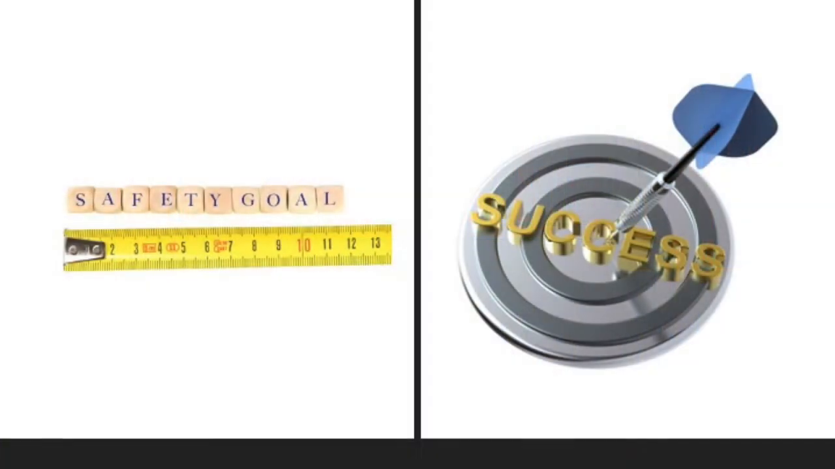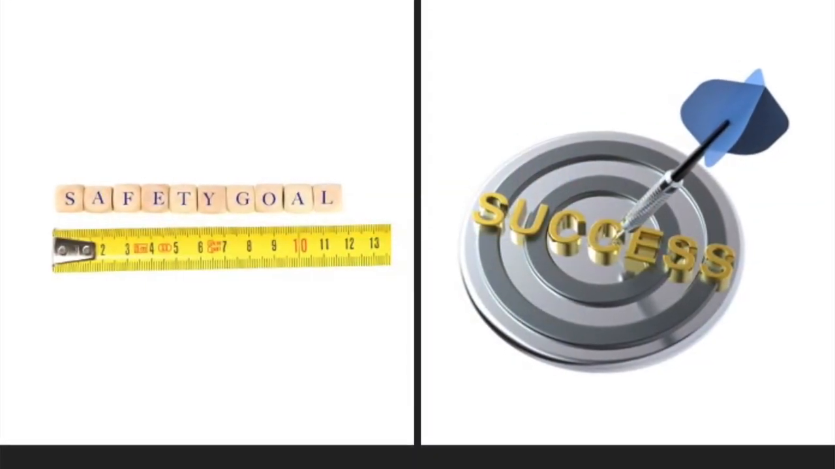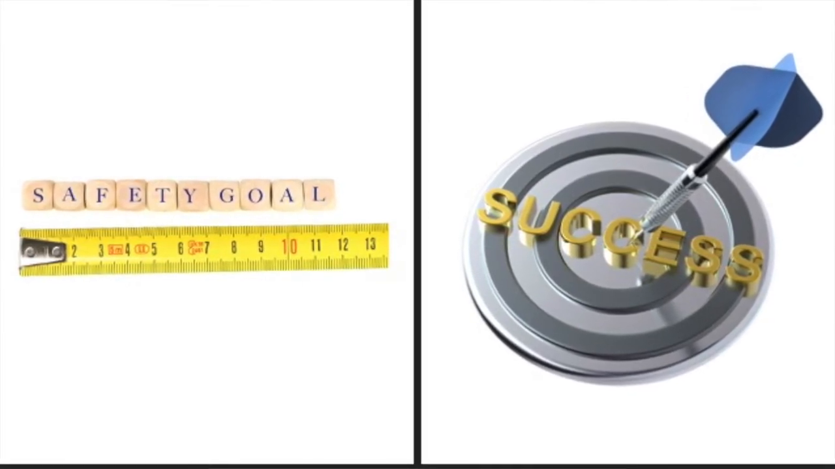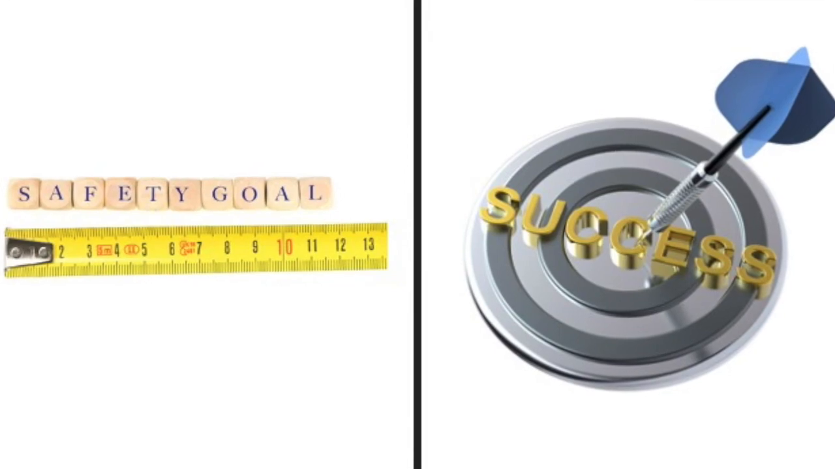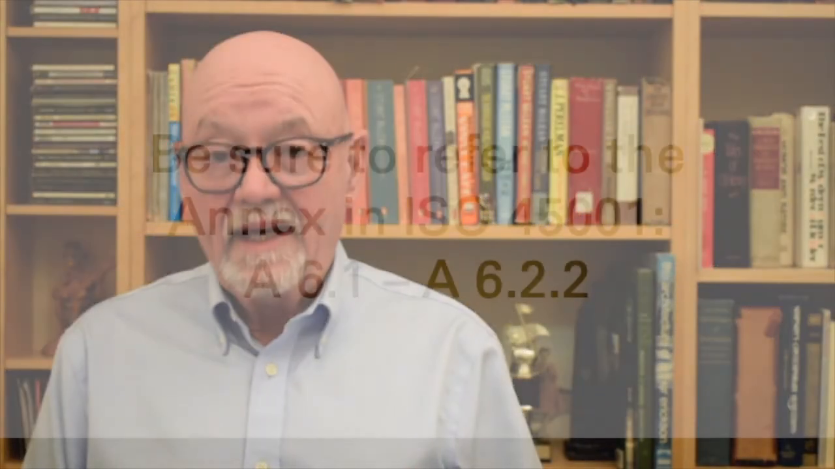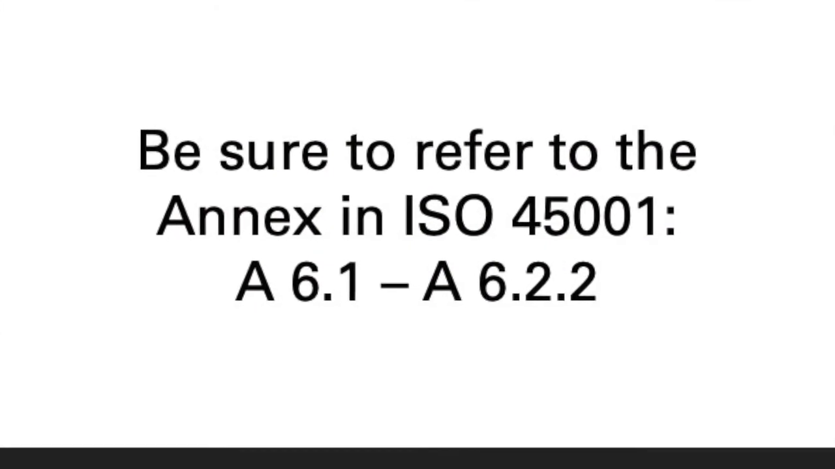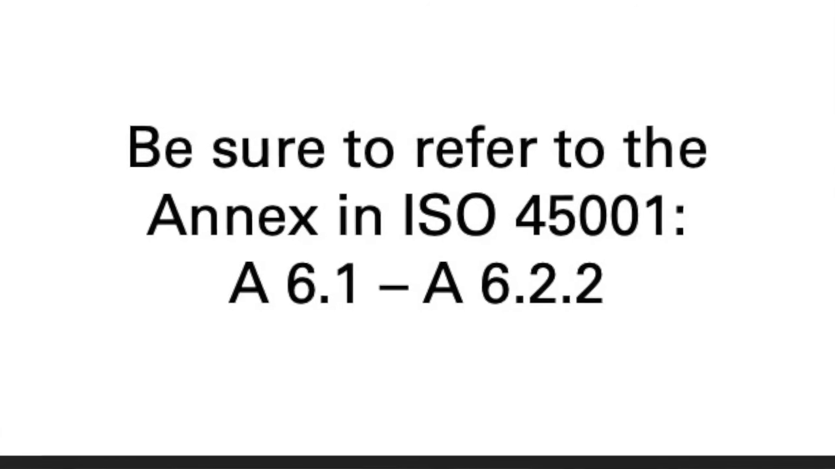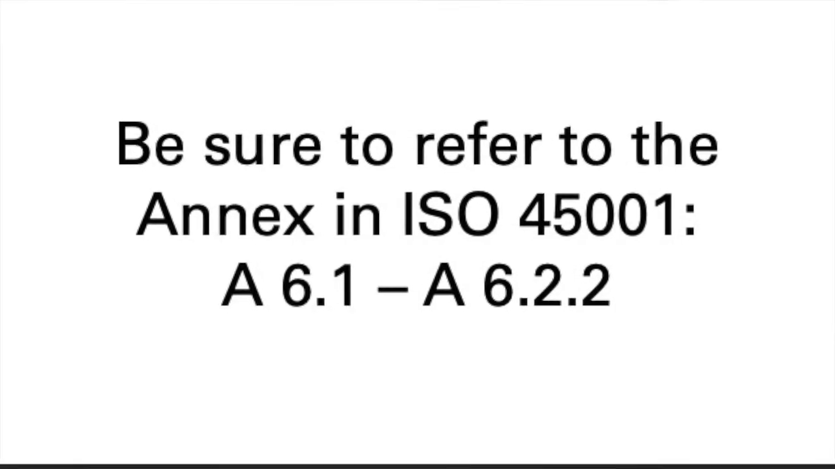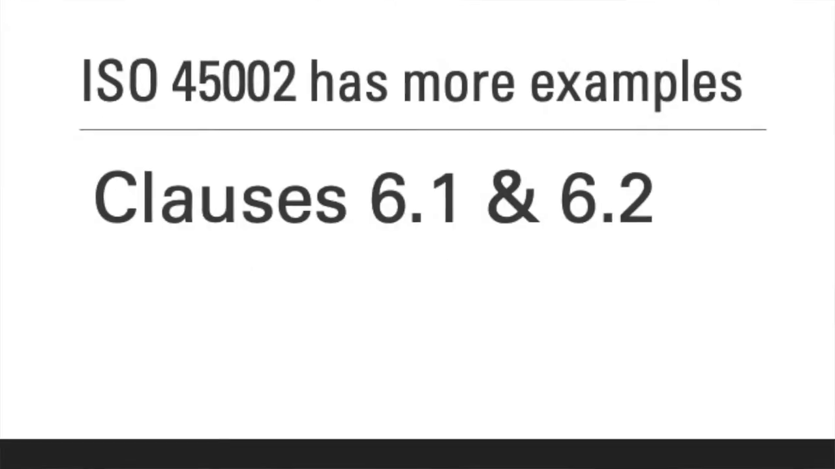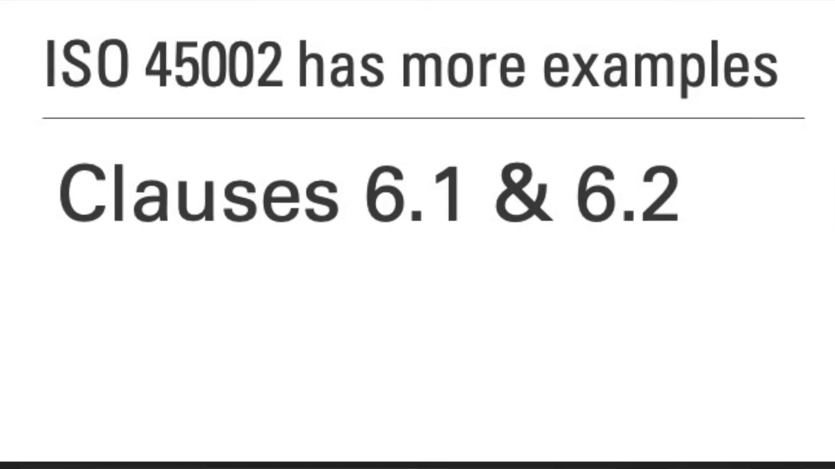So the next thing we see in this section is the requirement to set some health and safety objectives. You can take measurements, you can set goals, and the ultimate goal is to improve your health and safety performance. As I mentioned, in the annex in ISO 45001, clauses A.6.1 to A.6.2.2 have some great ideas to get your thinking going, and you'll also see some very good information in ISO 45002 clauses 6.1 and 6.2.